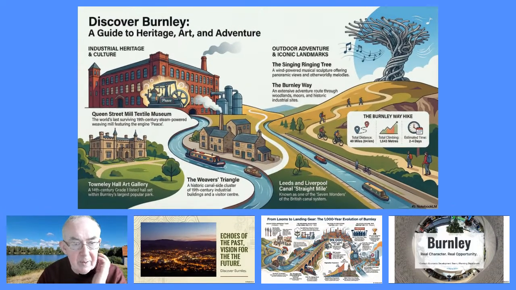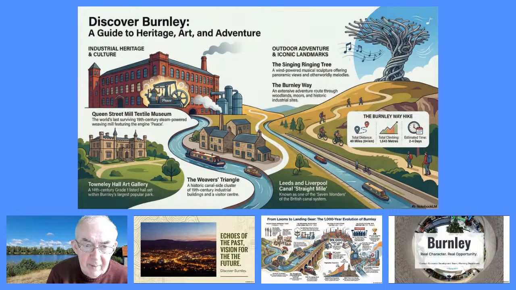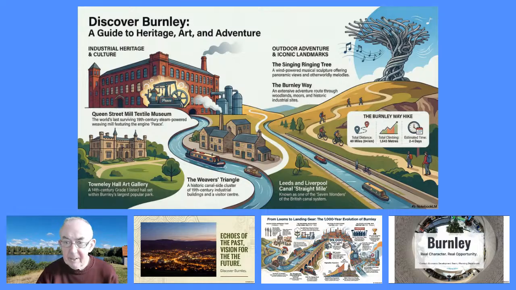Okay, so you can go to Queen Street Mill. We saw a picture of that earlier. Townley Hall, which is an art gallery. You've got the Weaver's Triangle and the preservation of everything from the Cotton era. You've got the Singing Tree. You've got the Burnley Way, which goes all the way around, and you've got the Leeds and Liverpool Canal. So it's a mix, and it's a brilliant, beautiful place to actually visit. It is Burnley in Lancashire. It says Discover Burnley, and it is a beautiful place.